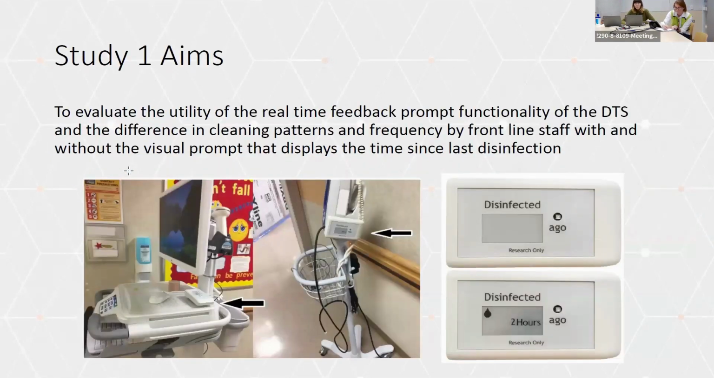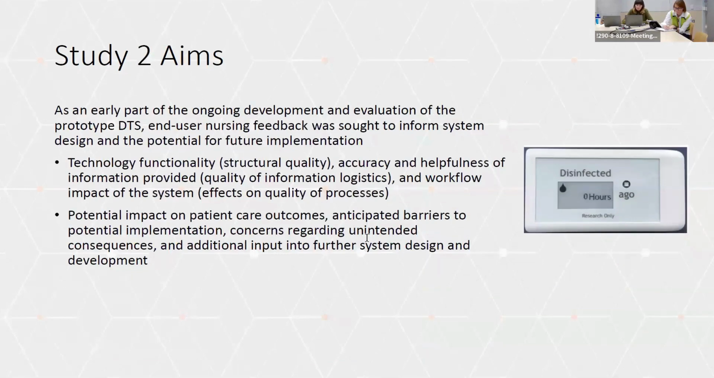Okay, so we had the first study where we looked at the utility of having this real-time feedback prompt. So we attached them to workstations on wheels. They have those in Australia, don't they? They wheel around the unit. And then vital machines. And you can see this prototype is pretty big. I mean, you can definitely see it. And it shows when it was last disinfected. And then the second study was getting feedback from nurses on functionality, accuracy, impact on care, barriers, and whatnot.